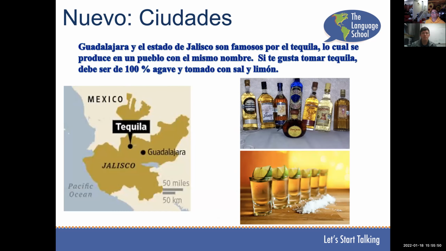Guadalajara y el estado de Jalisco son famosos por el tequila, lo cual se produce en un pueblo con el mismo nombre. Si te gusta tomar tequila, debe ser de 100% agave y tomado con sal y limón. So again, Guadalajara is in the state of Jalisco, and it's famous for its tequila.